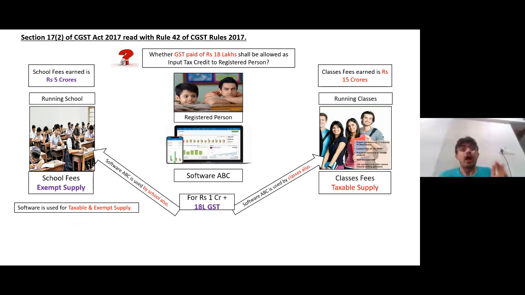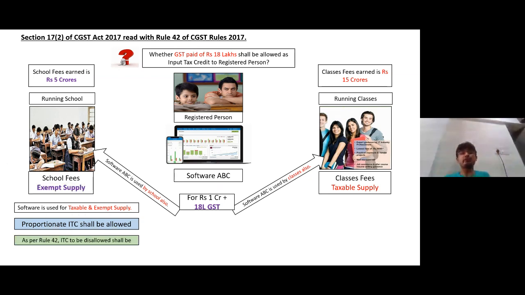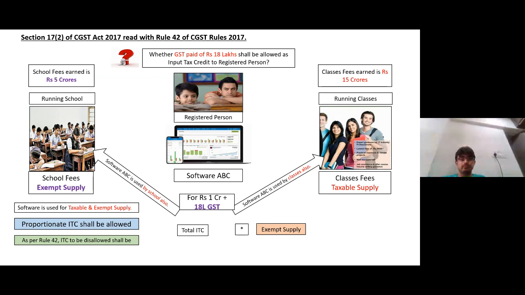Now listen. In this case, since the software is used for exempt supply as well as taxable supply, proportionate ITC shall be allowed. Only proportionate ITC shall be allowed. Proportionate means what? In the ratio of turnover. In the ratio of turnover, ITC shall be allowed. So this is given in rule. As per rule 42, out of 18 lakh, ITC to be disallowed shall be 18 lakh into exempt turnover by total turnover. This much ITC shall be disallowed.